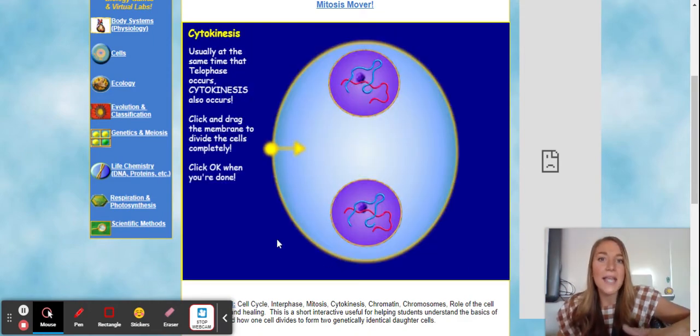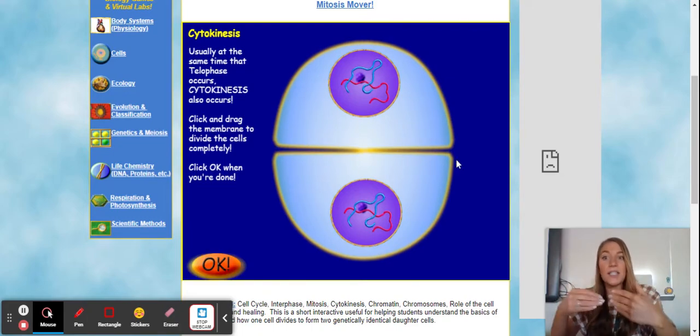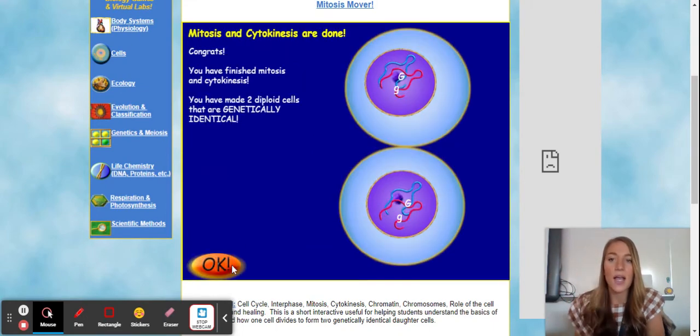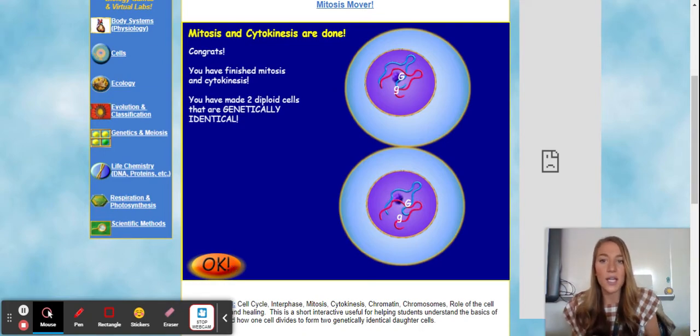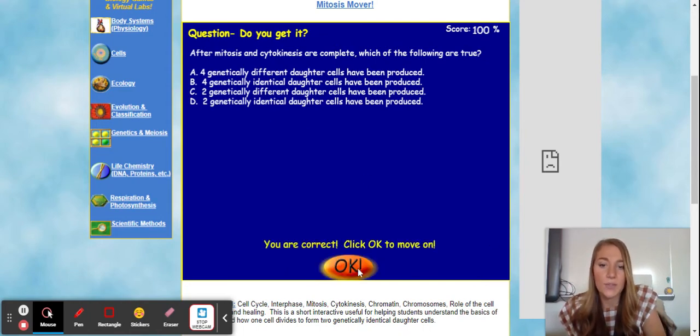Now, as telophase is happening, usually the cell is also doing the very last step at the same time, called cytokinesis. And cytokinesis is when we split the cytoplasm. So the cytoplasm is being split, so we have two new identical daughter cells. Now that mitosis and cytokinesis are done, we have two identical daughter cells. Not daughter because they're girls, daughter because they're new baby cells. We're going to call them diploid because they have all the DNA that we started with. So we have two genetically identical daughter cells being produced.